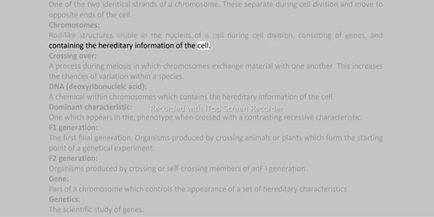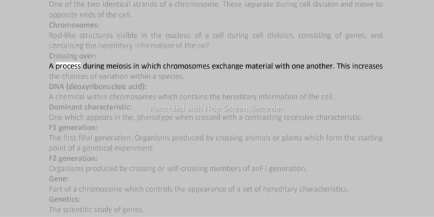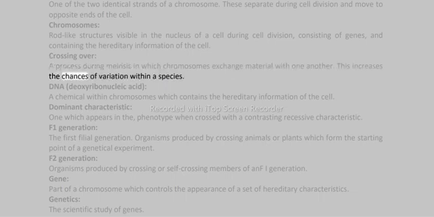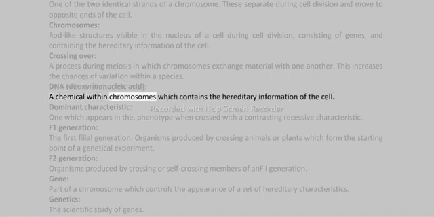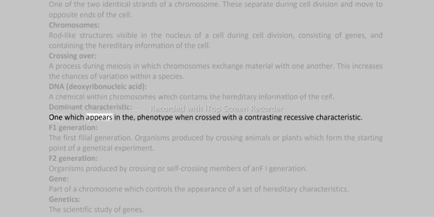Crossing over, a process during meiosis in which chromosomes exchange material with one another. This increases the chances of variation within a species. DNA, deoxyribonucleic acid, a chemical within chromosomes which contains the hereditary information of the cell. Dominant characteristic, one which appears in the phenotype when crossed with a contrasting recessive characteristic.